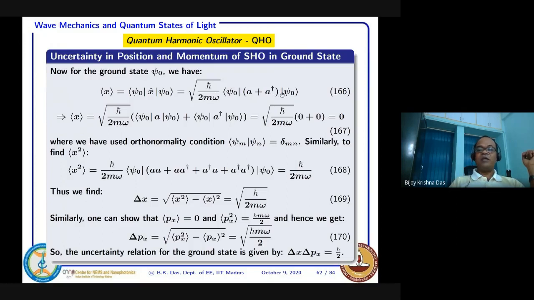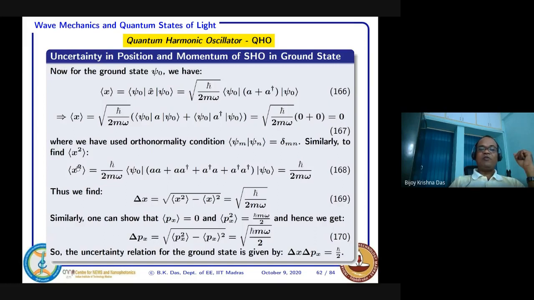So that means if I take the average, and of course you remember we are talking about the ground state here, you are taking the ground state and the average of x, you get 0 for sure. We have written here 0 plus 0.